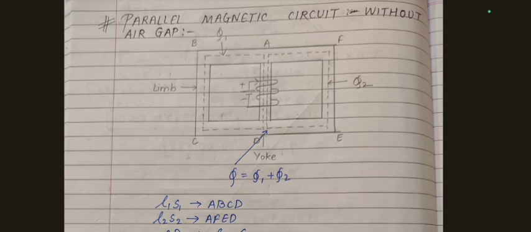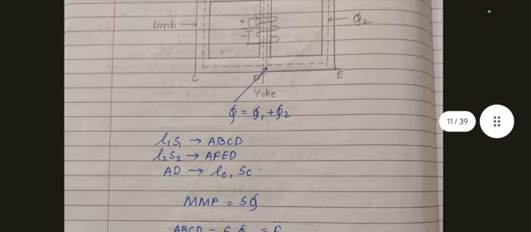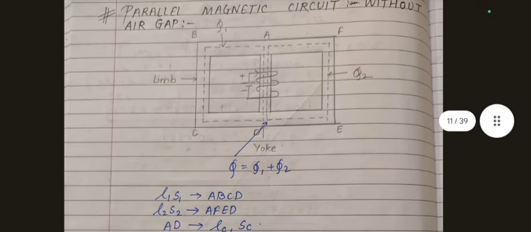Now phi 1 is the flux which is generated in A, B, C and D. So now here in between, the total phi will be phi 1 plus phi 2.